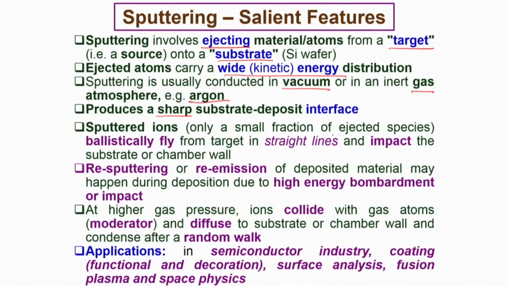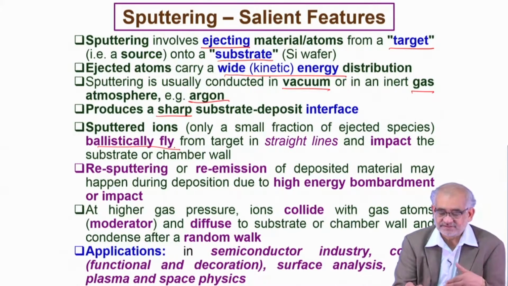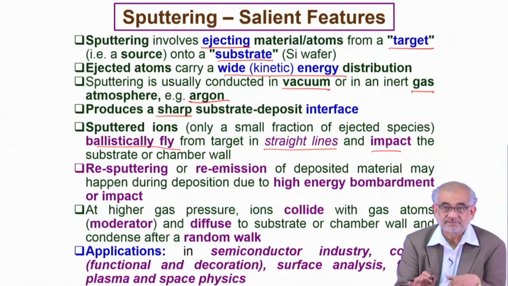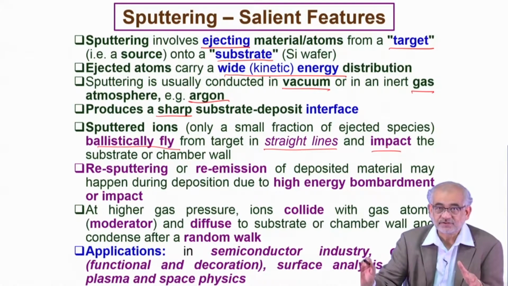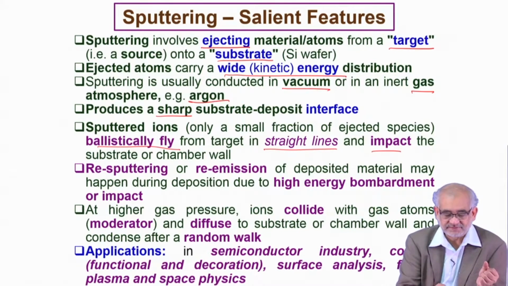The sputtered ions, which actually are only a fraction of the total number of ejected ions, will fly ballistically. In other words, they are dependent entirely upon the energy with which they are hit. So there is no thermal activation here, and they will move in straight lines and then impact the substrate or the chamber wall. So they can go and deposit on the chamber wall, or they can come and sit onto the substrate, whichever comes on their path of flight.